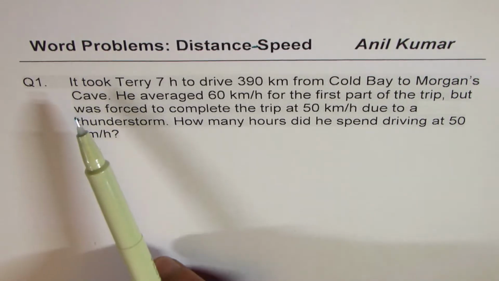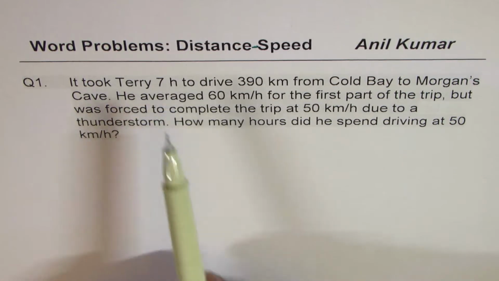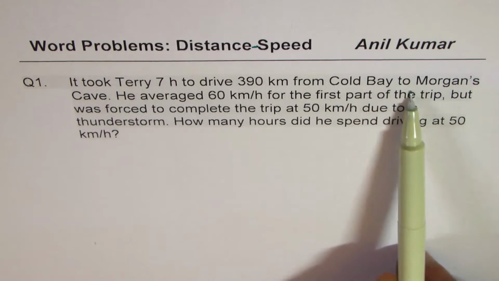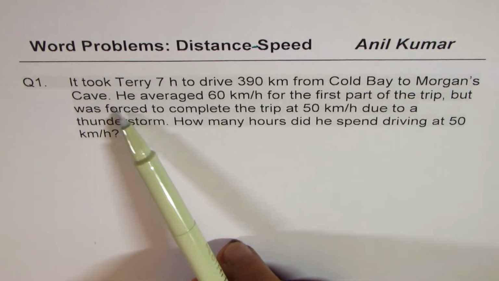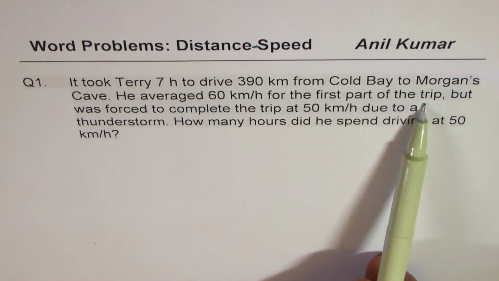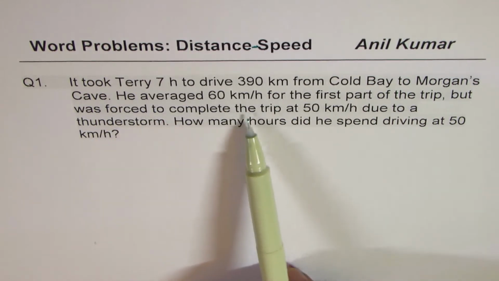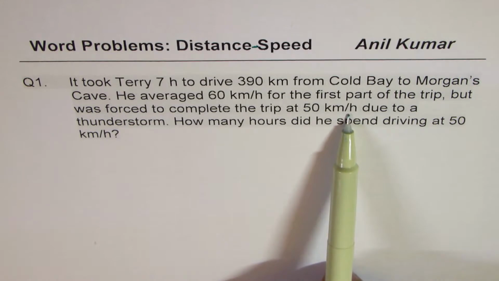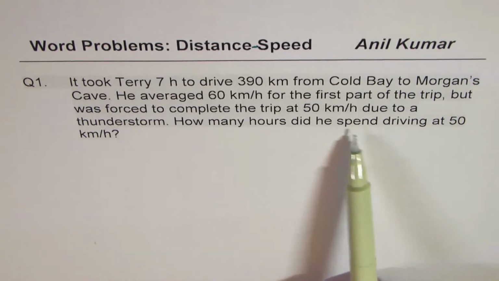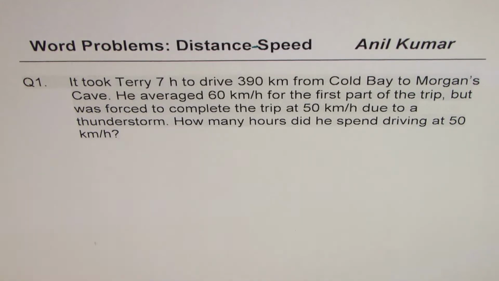Question number 1. It took Terry 7 hours to drive 390 kilometers from Cold Bay to Morgan's Cave. He averaged 60 kilometers per hour for the first part of the trip, but was forced to complete the trip at 50 kilometers per hour due to a thunderstorm. How many hours did he spend driving at 50 kilometers per hour?